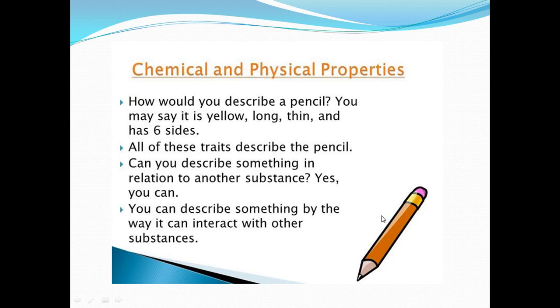Okay. By looking at the pencil with your naked eyes, you told me that this is yellow, this is long, this is thin, and it contains 6 sides. These characteristics or properties are called physical properties.